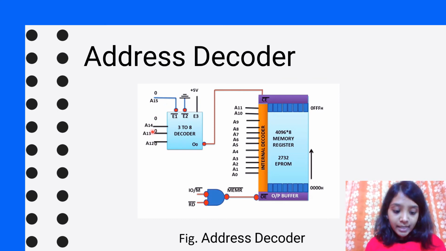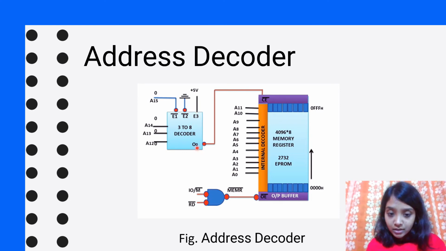A15, A14, A13 and A12 are the address buses. E1, E2, E3 are the enable bits. E1 bar is connected to A15, that is the A15 address bus. E2 bar is connected to the ground and E3 is given a voltage of 5 volts. The output O0 is the output from where the output will be carried.